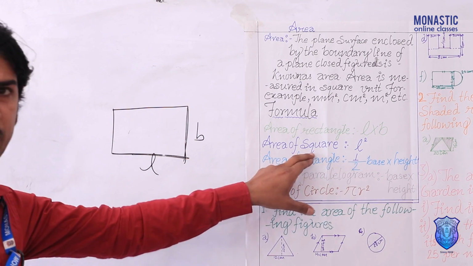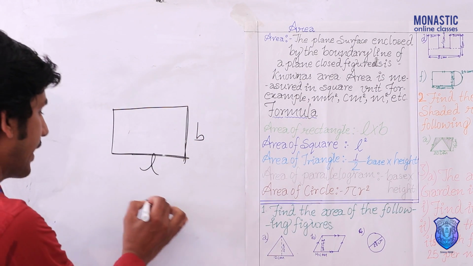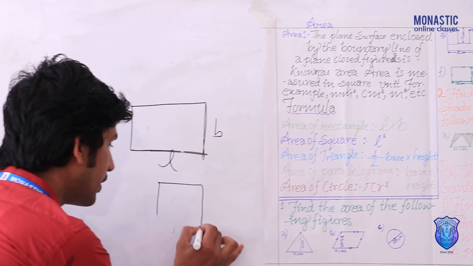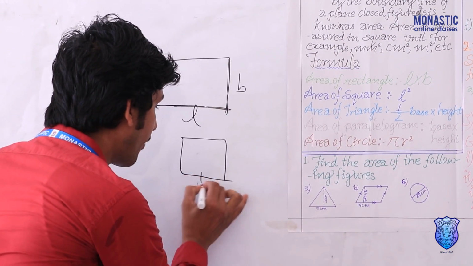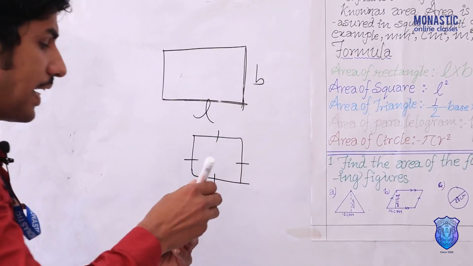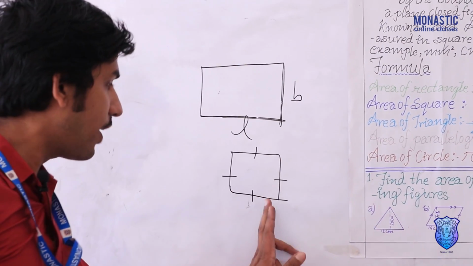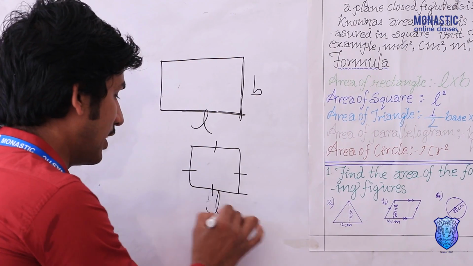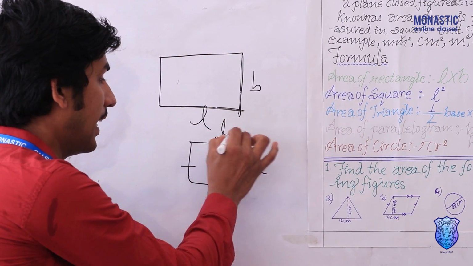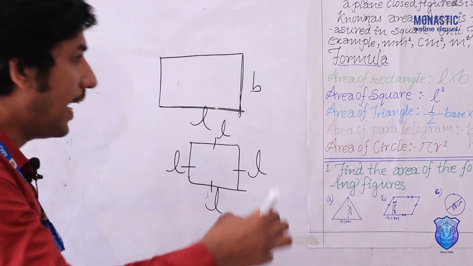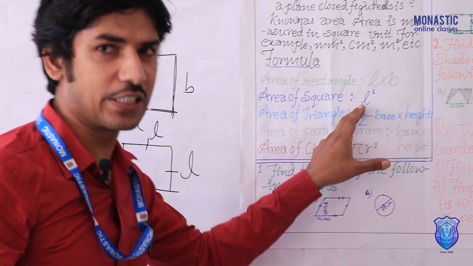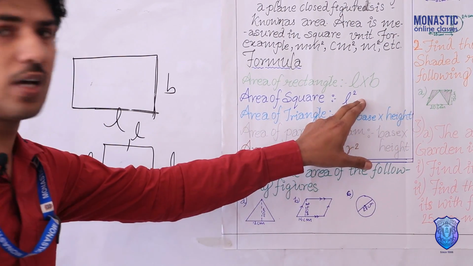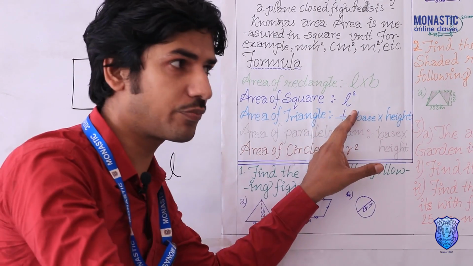Second point is the square. In a square, all sides are equal. This is also length, length, length, length. So the area of a square is equal to L square, that means L into L.